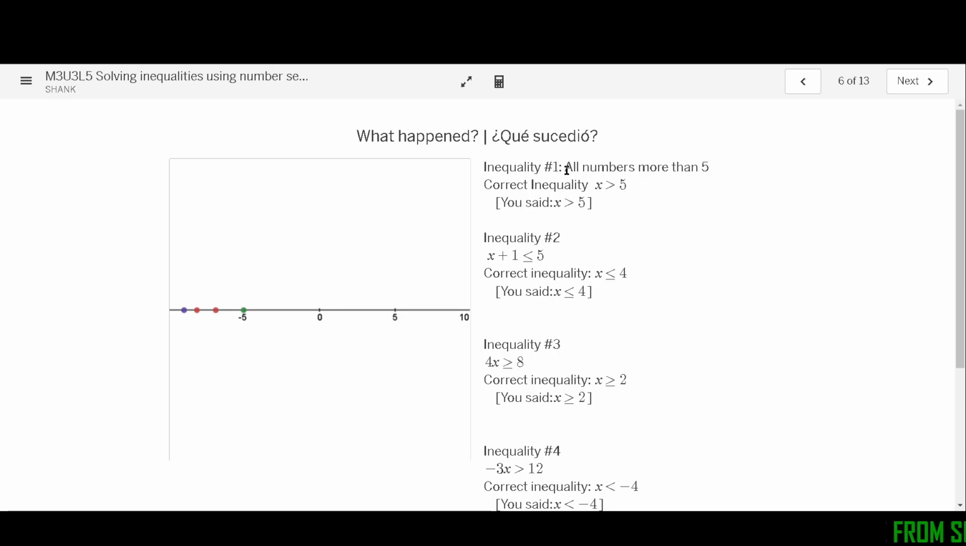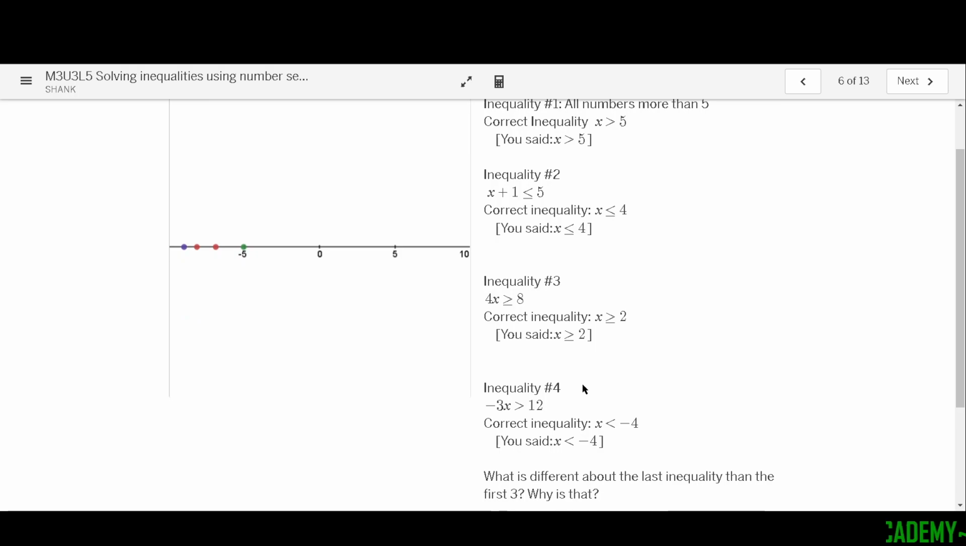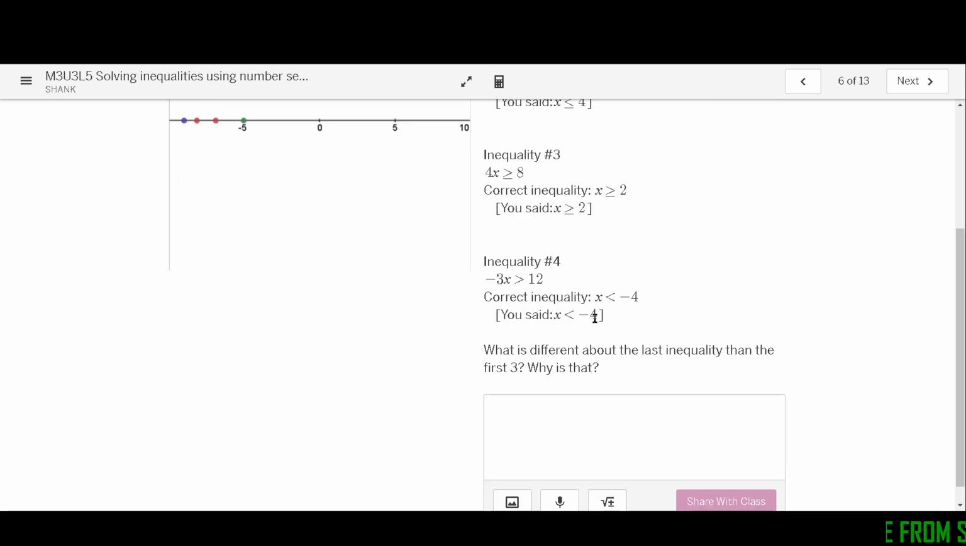So looking at some of these inequalities, it says all numbers more than 5, so that's the correct inequality, so we're good on that one. Next, number 2, it says correct inequality is x less than or equal to 4, so we're good on that. Correct inequality for number 3 was greater than or equal to 2, so we're good on that. And the last one was x less than -4. So what is different about the last inequality than the first 3, and why is that?